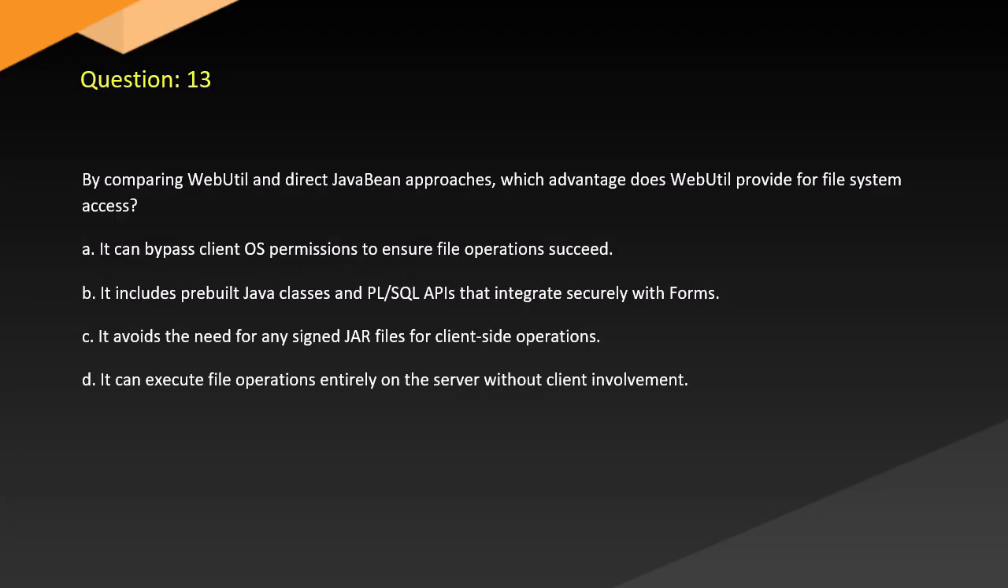Question 13. By comparing WebUtil and direct Java approaches, which advantage does WebUtil provide for file system access? A. It can bypass client OS permissions to ensure file operations succeed. B. It includes pre-built Java classes and PL/SQL APIs that integrate securely with Forms. C. It avoids the need for any signed jar files for client-side operations. D. It can execute file operations entirely on the server without client involvement.